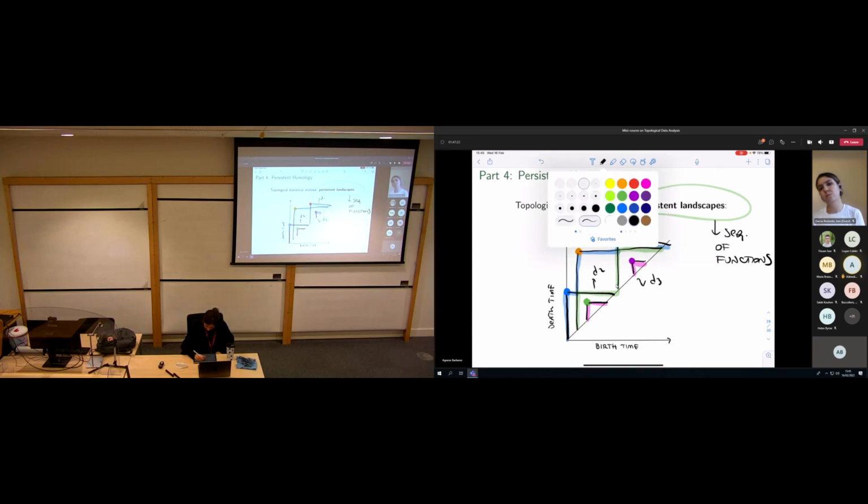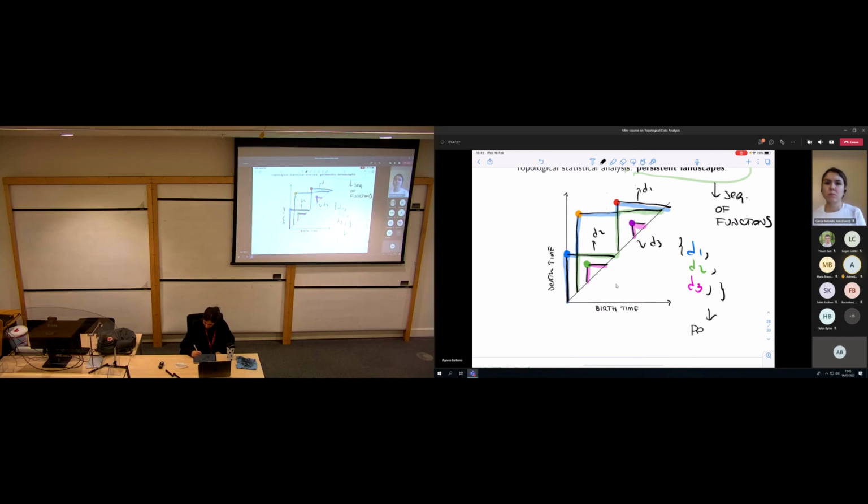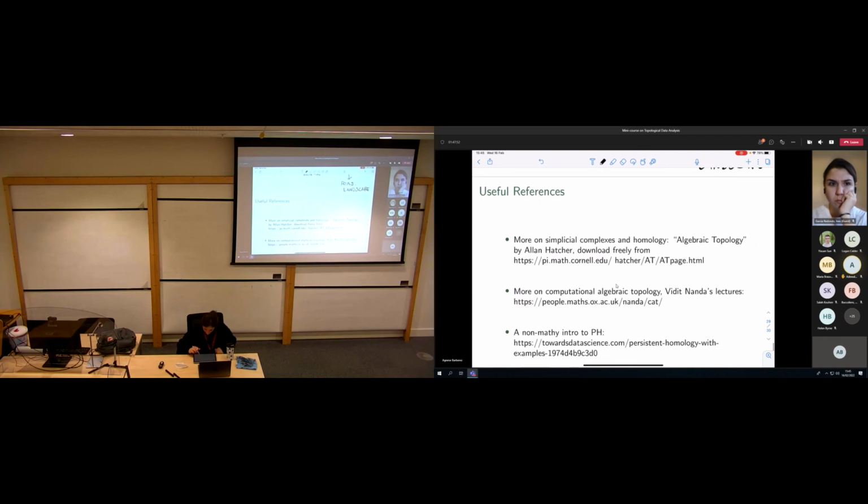In this example, lambda 1, lambda 2, and lambda 3 together are my persistent landscape. With a sequence of functions, if I have two, I can sum, I can subtract, take the average. I'm done here. I just want, as promised, to spend 2 minutes discussing these references.